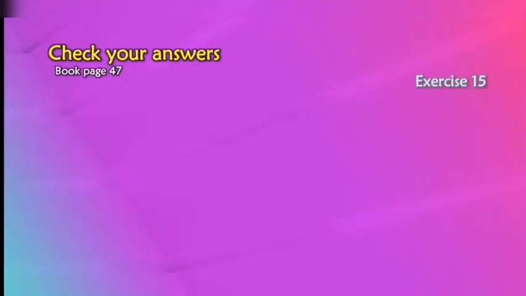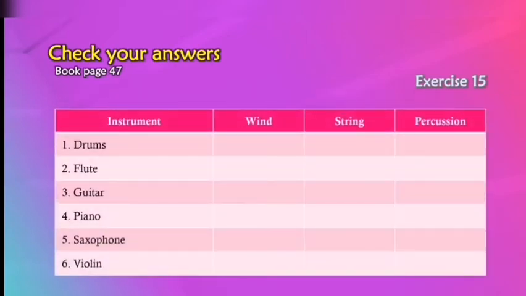And for exercise 15 now, you're going to check the tables here. You are going to decide whether the instruments are wind, string, or percussion instruments. Let's start from number 1 here, the drum. What do you think about the drum? Yeah, I think so. Drum is a percussion instrument.